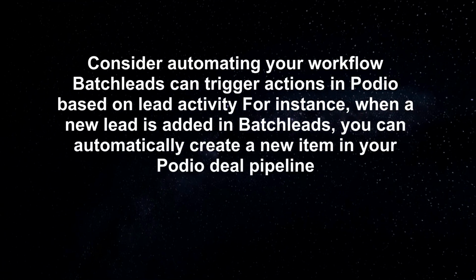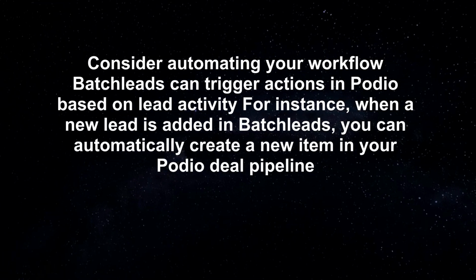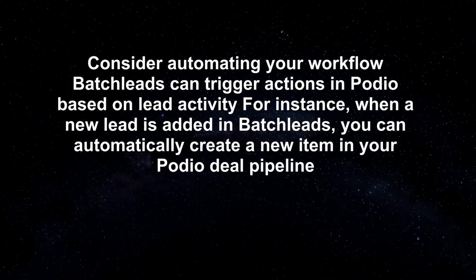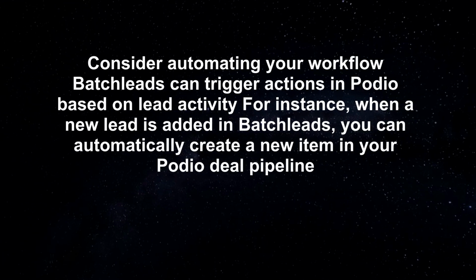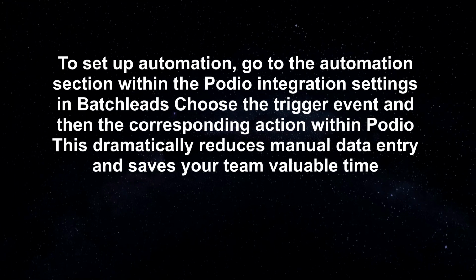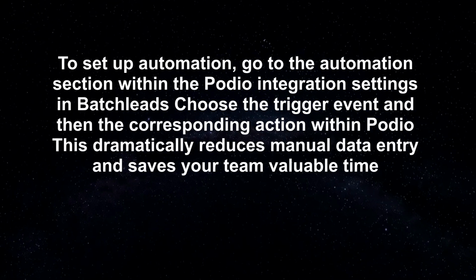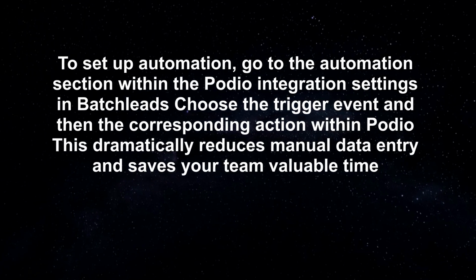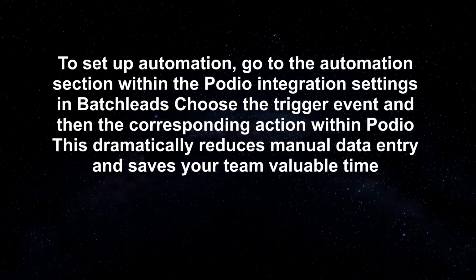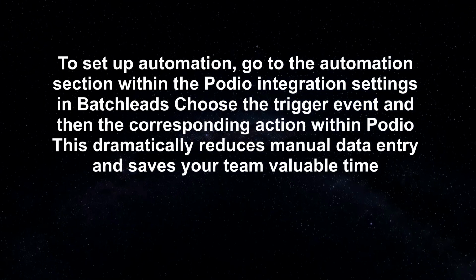Consider automating your workflow. Batchleads can trigger actions in Podio based on lead activity. For instance, when a new lead is added in Batchleads, you can automatically create a new item in your Podio deal pipeline. To set up automation, go to the Automation section within the Podio integration settings in Batchleads. Choose the trigger event, and then the corresponding action within Podio. This dramatically reduces manual data entry and saves your team valuable time.